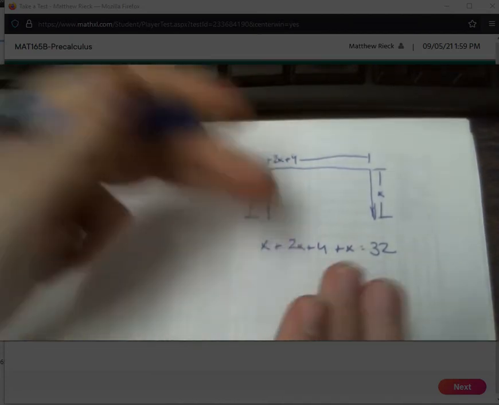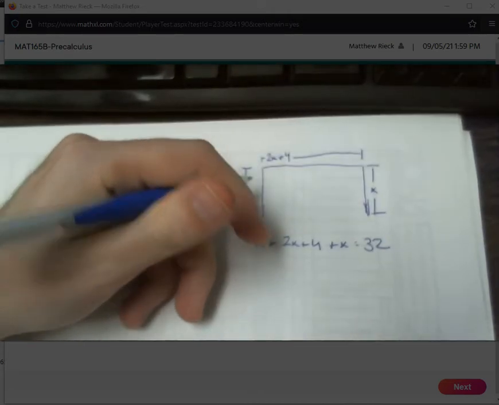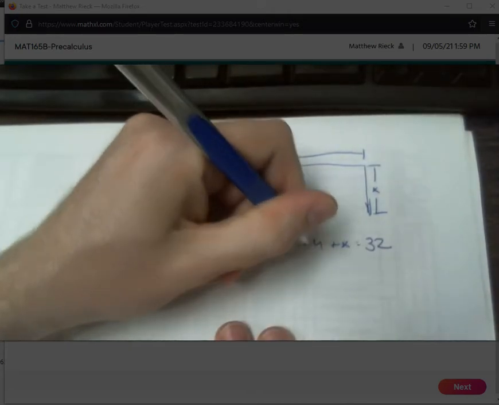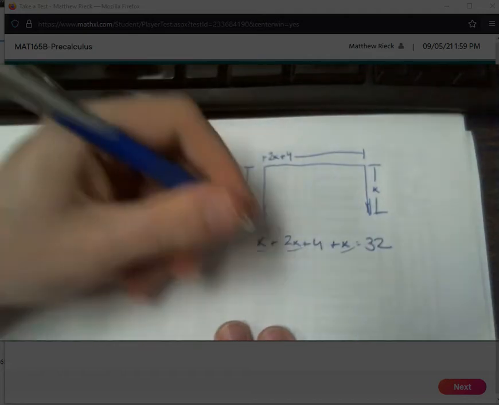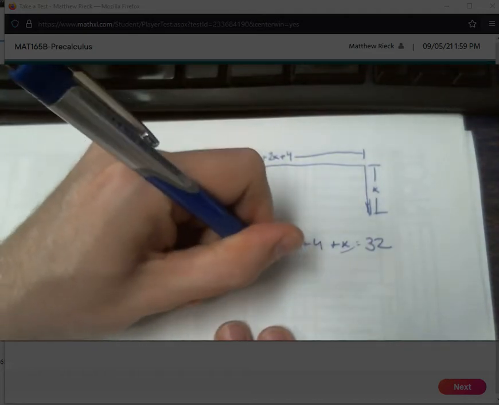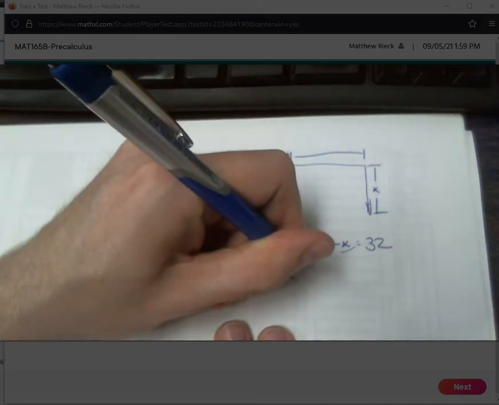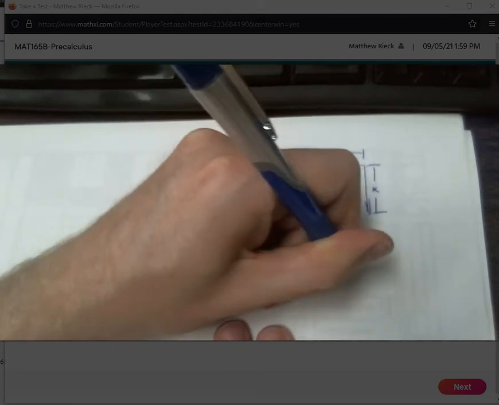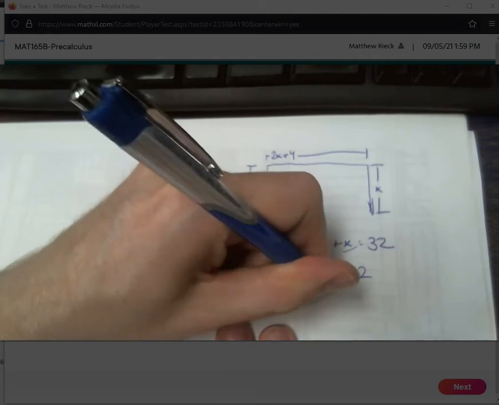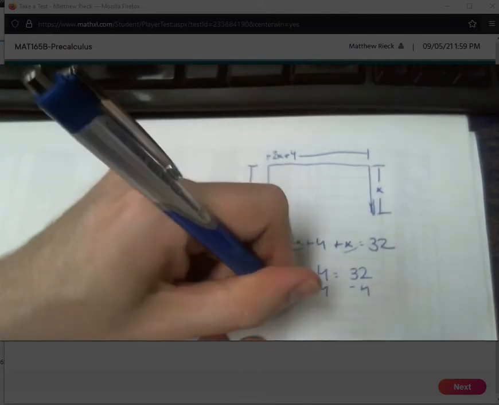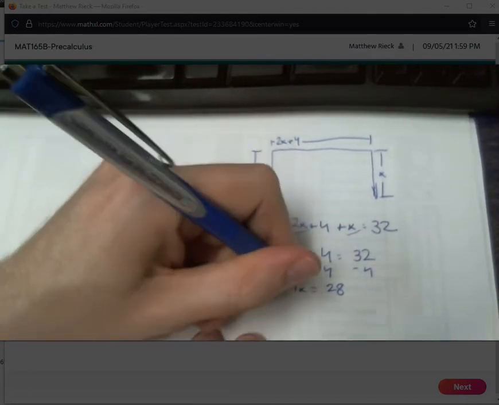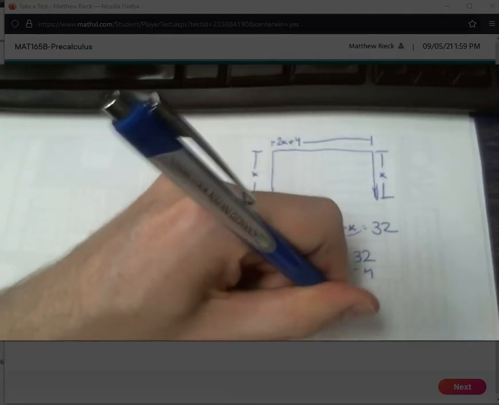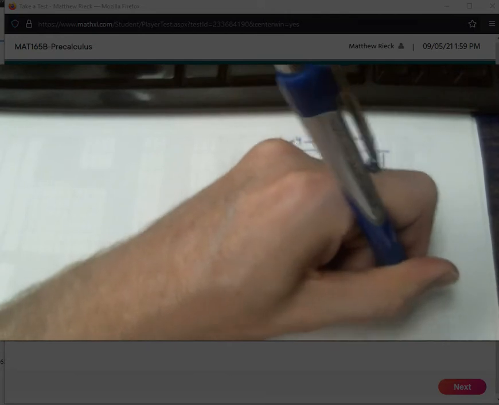Once you get to this point, it's just a matter of solving your equation. We can combine like terms. We have several terms involving an x on the left-hand side, so we can combine those into 4x plus 4 equals 32. Then we can subtract a 4 from each side, so you have 4x equals 28. And then we can divide both sides by 4. So we end up with x equals 7.